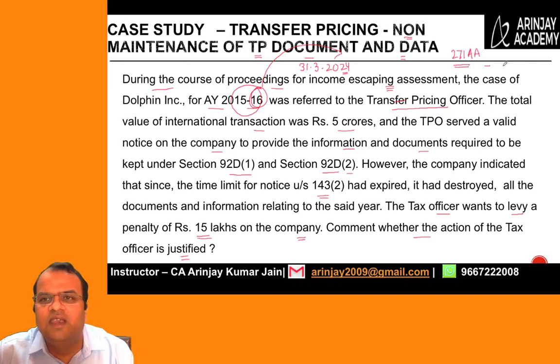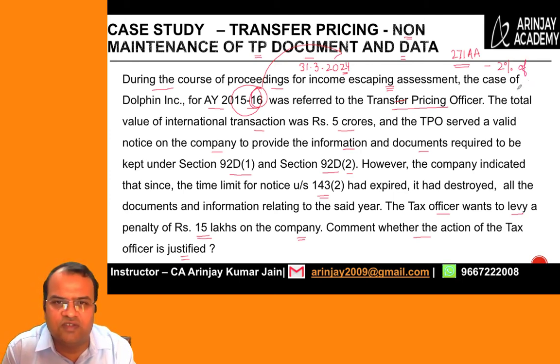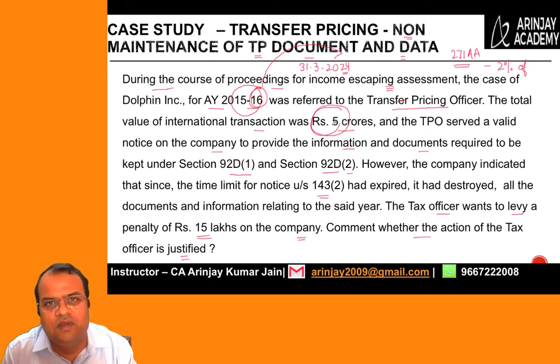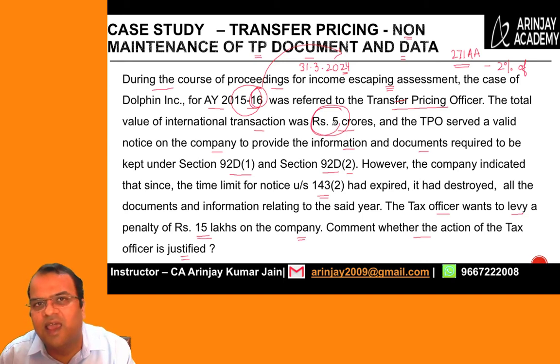And how much is the penalty? It is 2% of the value of the international transaction. So what is the value of the international transaction here? That is 5 crores. Since there is a penalty of 2%, 2% of 5 crores is how much? 10 lakh. But how much is the penalty which is proposed by the assessing officer? That is 15 lakh. Therefore, the action of the assessing officer is justified to the extent of levy of penalty, but the quantification has been done incorrectly. The right quantum of penalty would be 10 lakh, 2% of 5 crores.